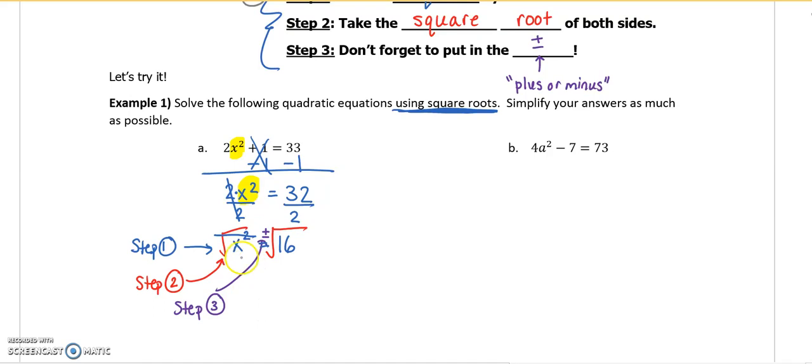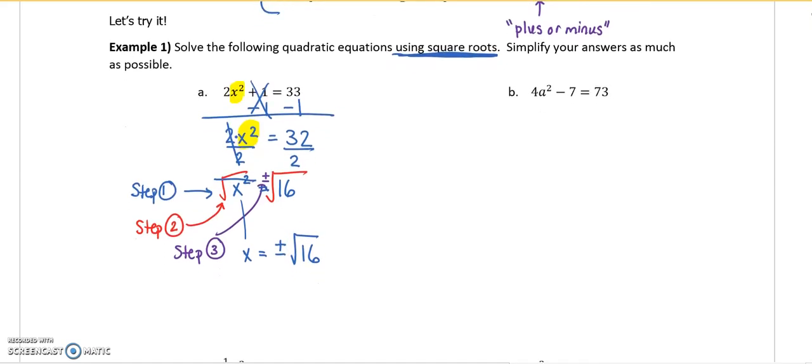So I'm just left with x. And on the other side, I have plus or minus the square root of 16. Now, I'm not quite done, because remember the directions did say to simplify your answers as much as possible. And we just talked about simplifying square roots. We should be able to break them down and see if we can simplify.